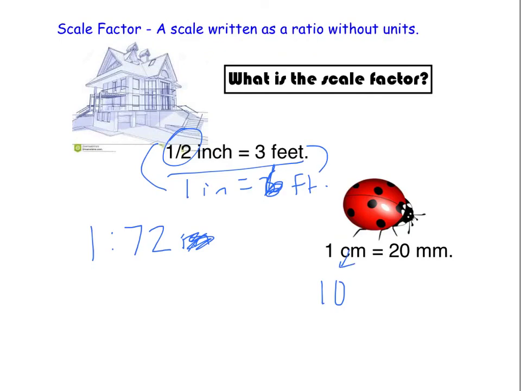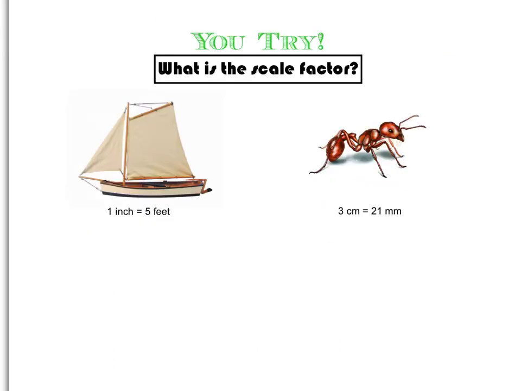So this is saying the same thing. And I'm just going to write it as 10 to 20. In this example, you can simplify. I can divide them both by 10, so it's just 1 to 2. Try these two.